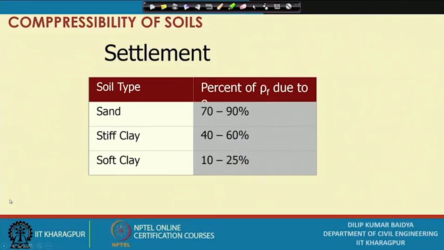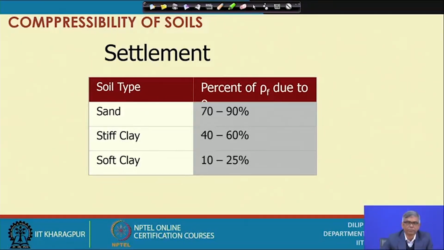Before that, since I am talking about consolidation settlement, and I have also mentioned that there is an elastic settlement, in comparison to this, different soils will have different types of settlement. We can classify three different types of soil, that is sand, stiff clay and soft clay. In sand, the majority contribution is from elastic settlement, and you can see that this is due to elastic settlement.